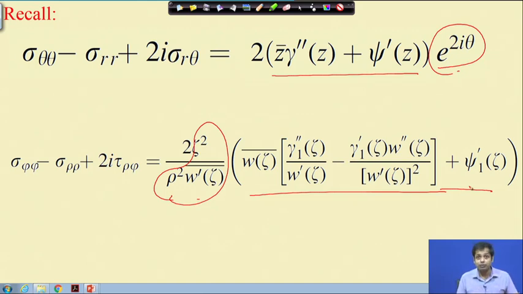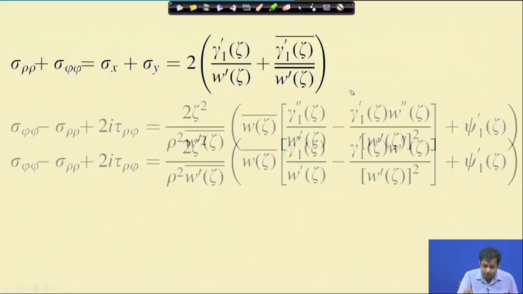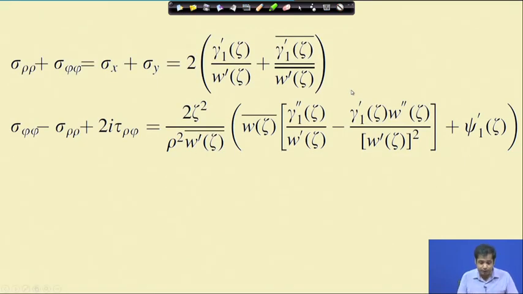A similar exercise we can do for displacement as well as for traction. If you recall, these are the summary of the equations. That was the first equation, this is the second equation, but the application of the equations will remain the same. If you compare the real part, from the first equation you will get the trace. If you compare the real part in the second equation, we get sigma phi phi minus sigma rho rho, and then comparing the imaginary part, you will get sigma rho phi or tau rho phi.